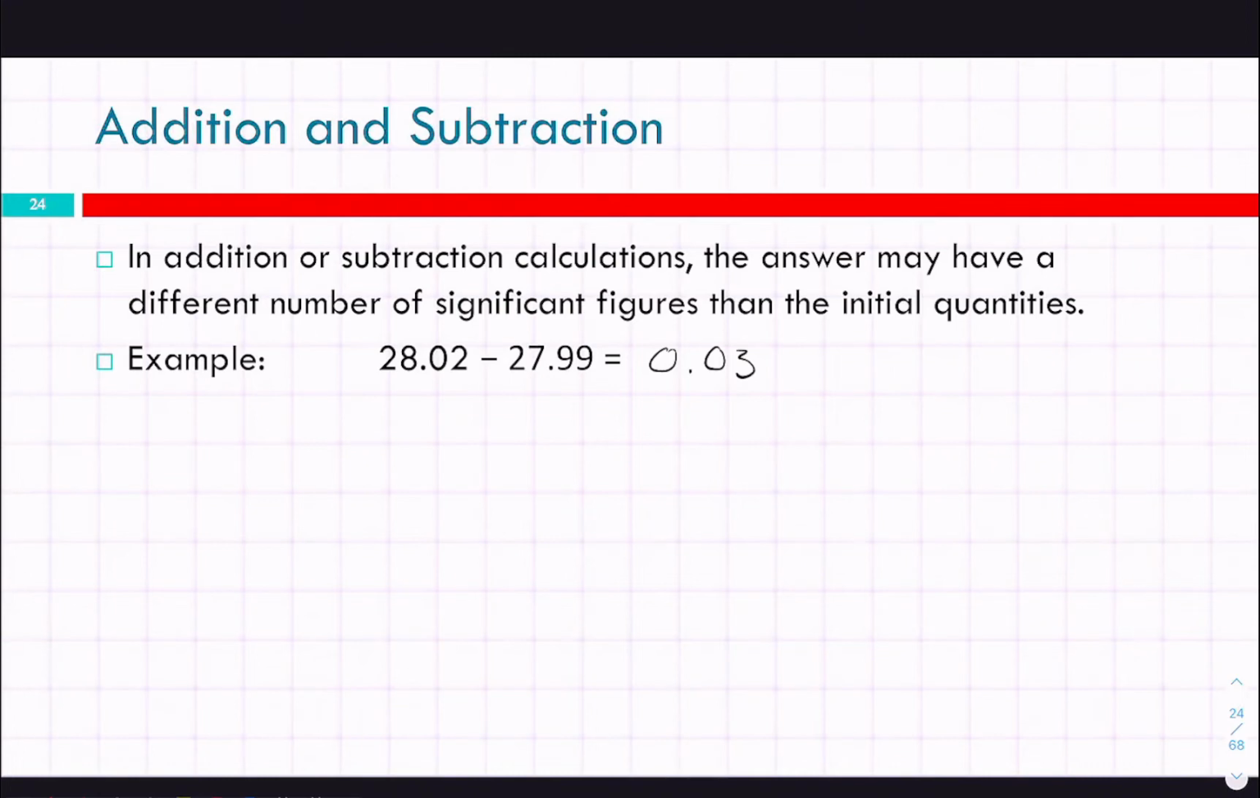And we're only keeping 2 decimal places. We should write this 3 times 10 to the negative 2. So now we went from having 4 sig figs in both of our numbers before, to just 1 sig fig in the answer from this one calculation.